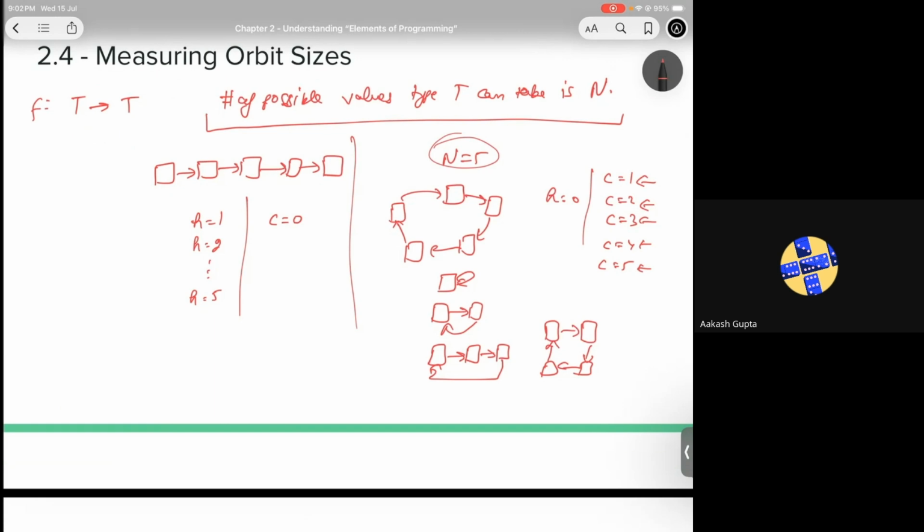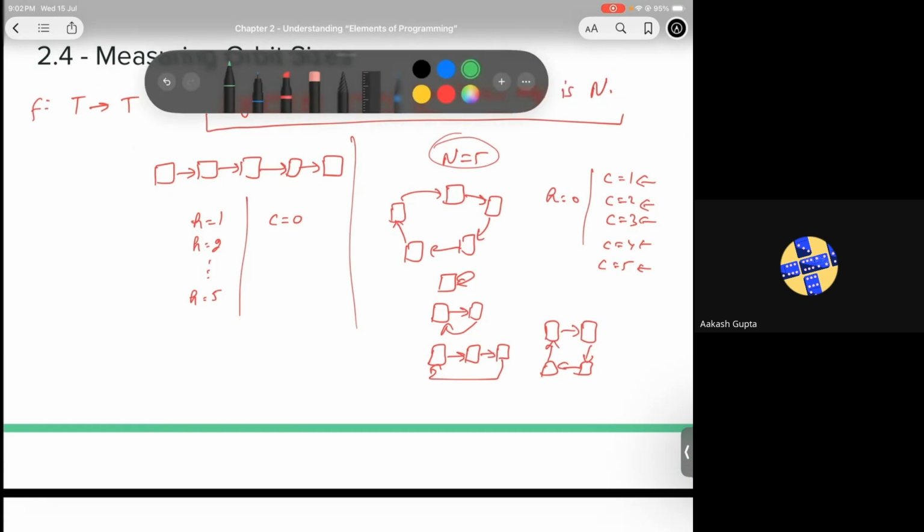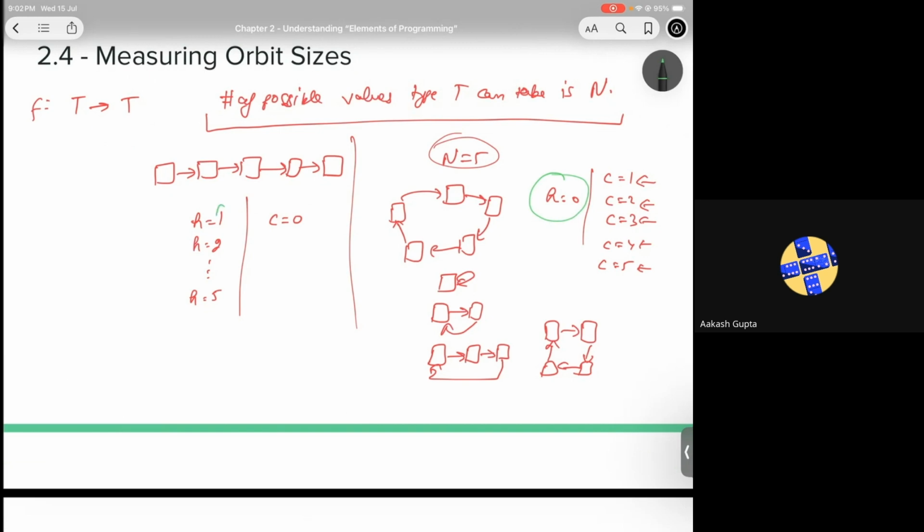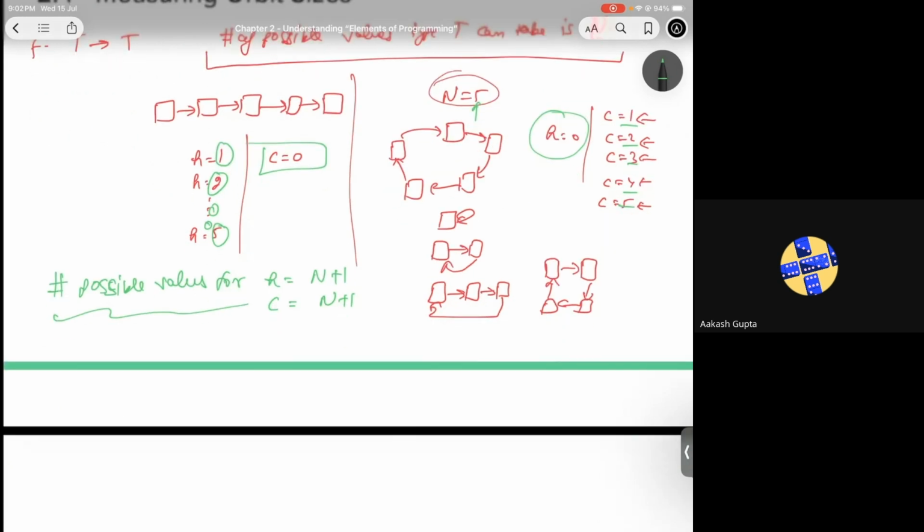So what we can see is that with 5 elements, h can take 0 value, 1 value, 2 value, 3 value, 4 value, and 5 value. So the number of possible values for h is n plus 1. Similarly, the number of possible values for c is n plus 1. Here we can see c can be 0, 1, 2, 3, 4, 5. While our n was 5, c can take all the possible values from 0 to 5. So the number of possible values for c is n plus 1.